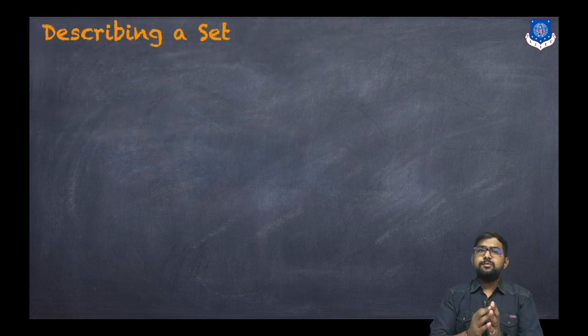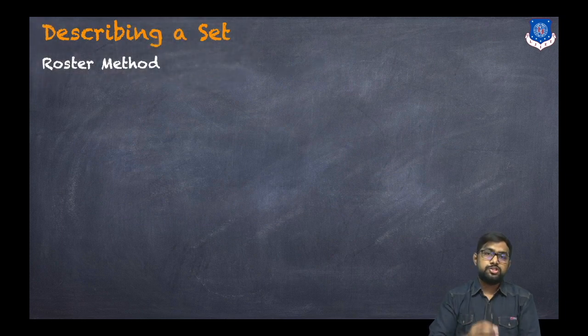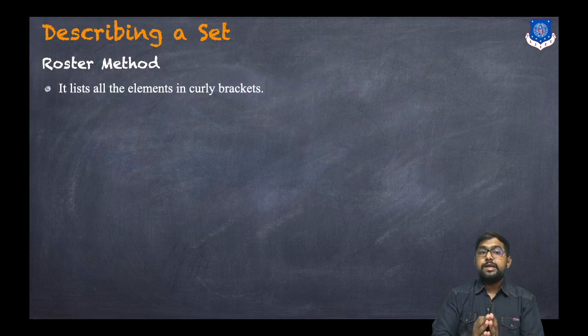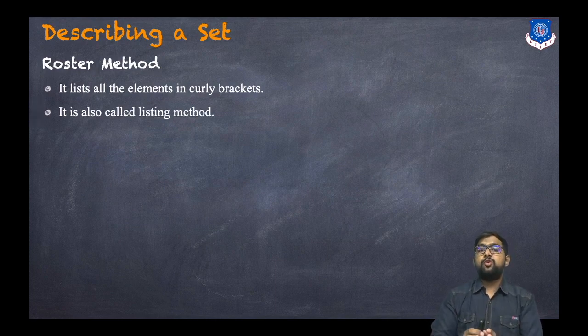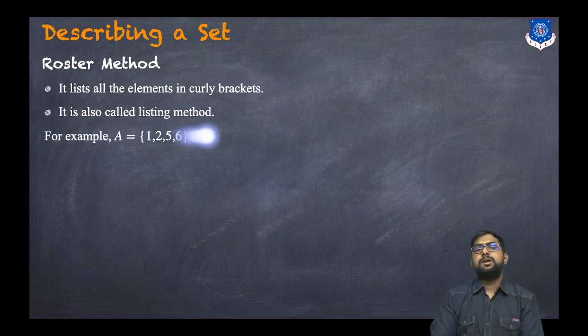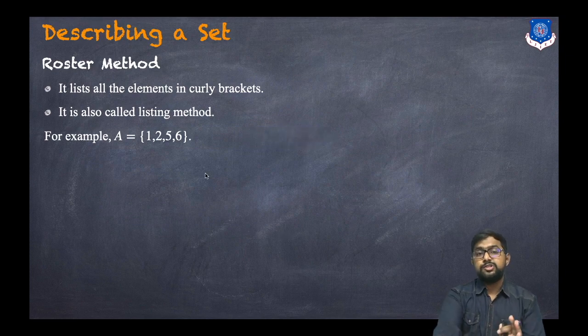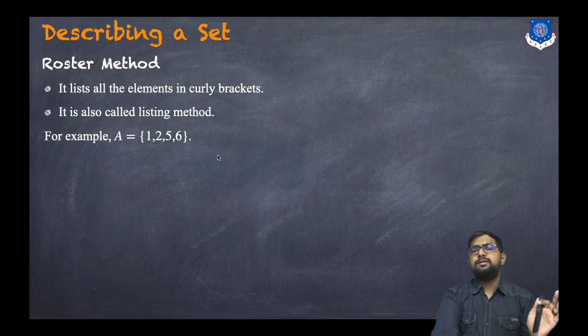Now there are various methods for describing a set. The first one is the roster method. It lists all the elements in curly brackets. Simple. It is also called the listing method. We just list all the elements in curly brackets. For example, A = {1, 2, 5, 6}. We are just describing it in curly brackets and listing it out. That is the roster method.